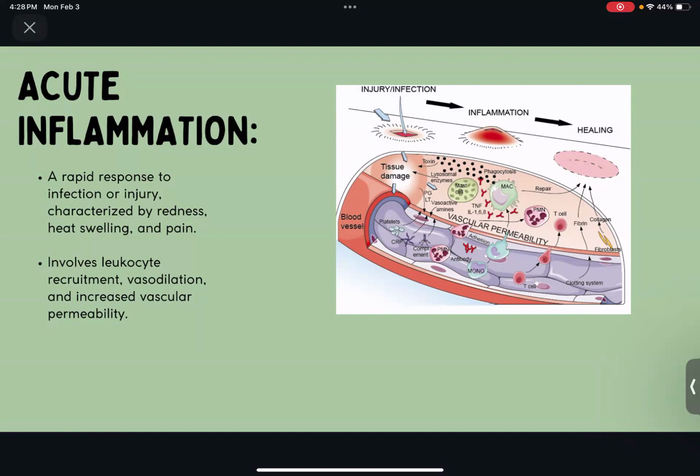And here, as you can see in the image, these are the three main components that come from acute inflammation, which is injury, infection, and then inflammation, and then progressively healing through the process of vascular permeability and MAC cells and phagocytosis working together.